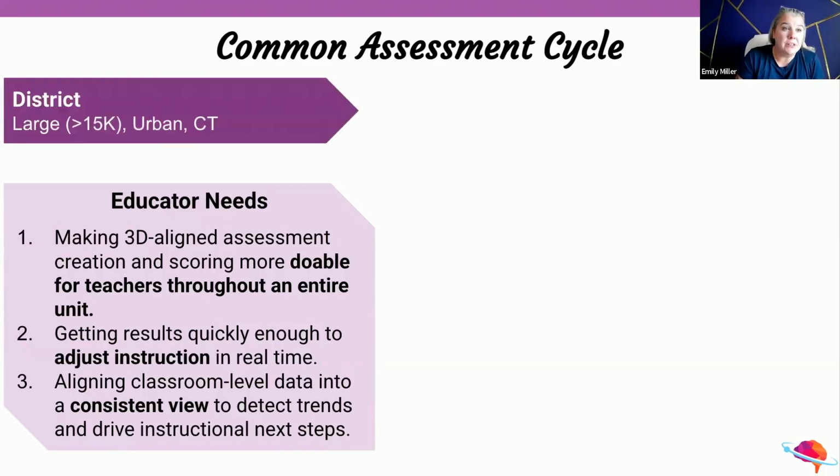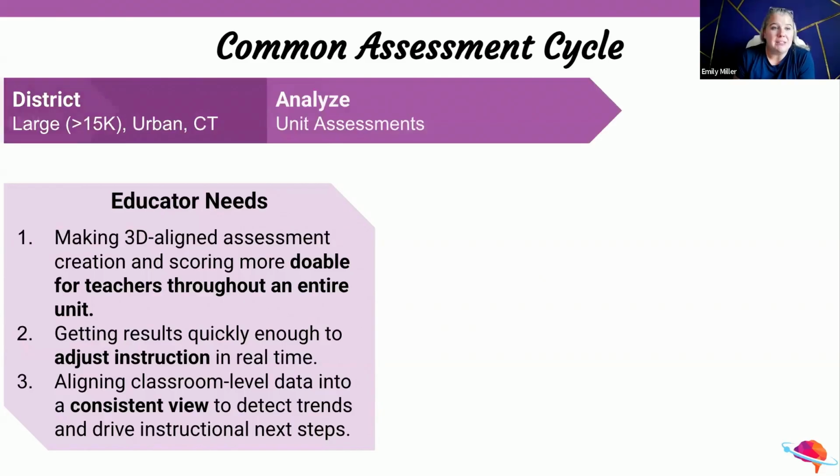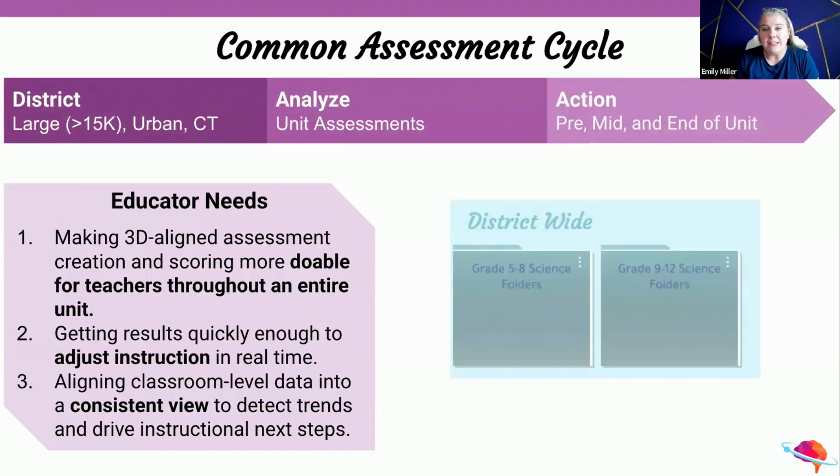And this district in particular was a large district of over 15,000 students in an urban area within Connecticut. And like we mentioned, they were doing unit assessments, and they decided to do unit assessments at the beginning, the middle, and at the end. One of the things that was really important with this, because it was such a large district, is alignment. So they wanted to ensure that across multiple school sites and multiple teachers, those teachers were teaching to the standards and hitting all three of those dimensions. And like I also mentioned, they took that lift off of teachers by pre-building them.